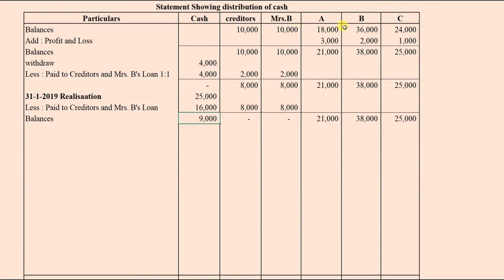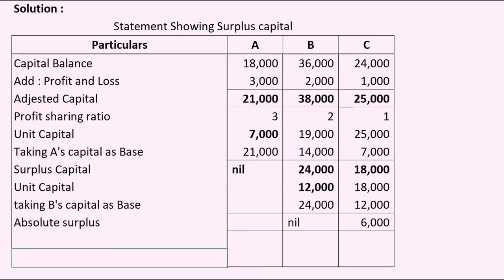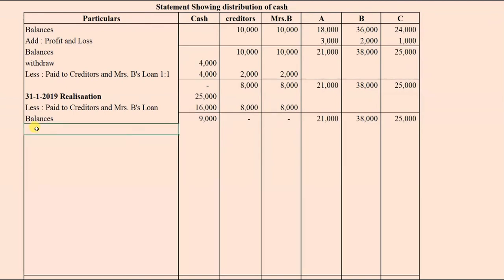Now we have to pay capital balances. So firstly we will pay absolute surplus. So C's rupees 6,000 is absolute surplus. So firstly we will pay rupees 6,000 to partner C. Less paid to C 6,000.